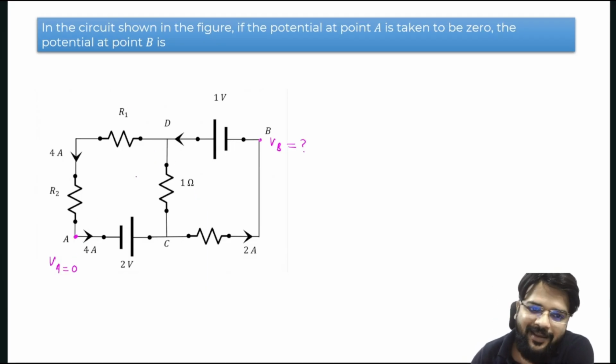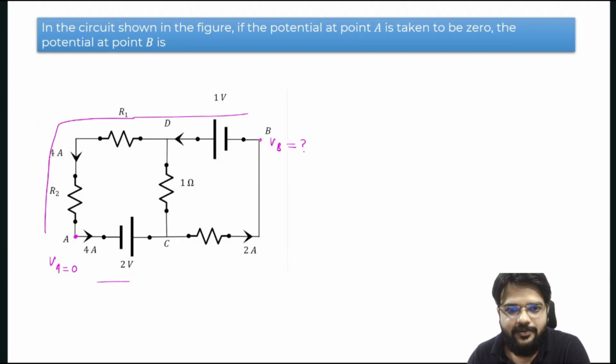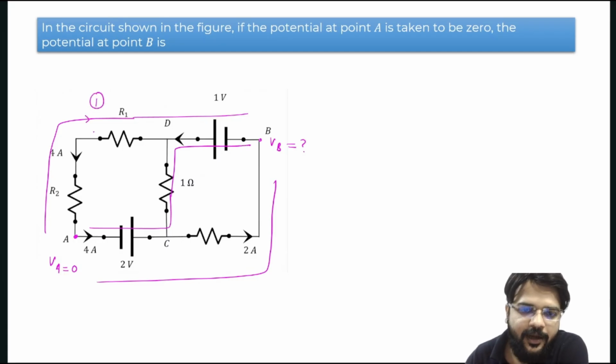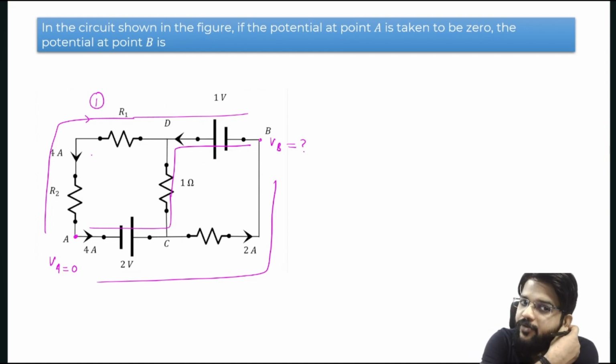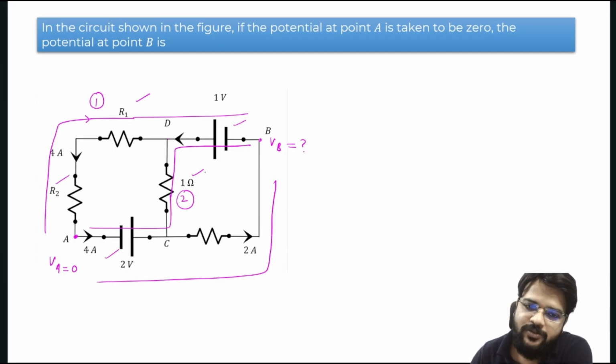When you are applying KVL from A to B, then you have a total of 3 paths. If you think, we have this path, and this path also. Total we have 3 paths, correct? If I choose the first path and move from A to B along it, then what is the problem? R1 and R2 are unknown, correct? They are not given. And if I use the second path, then here this resistance is given, the potential of the battery is given, correct? And if I use KCL, then I will get the current passing through this 1 ohm also. Alright, so all things are given.